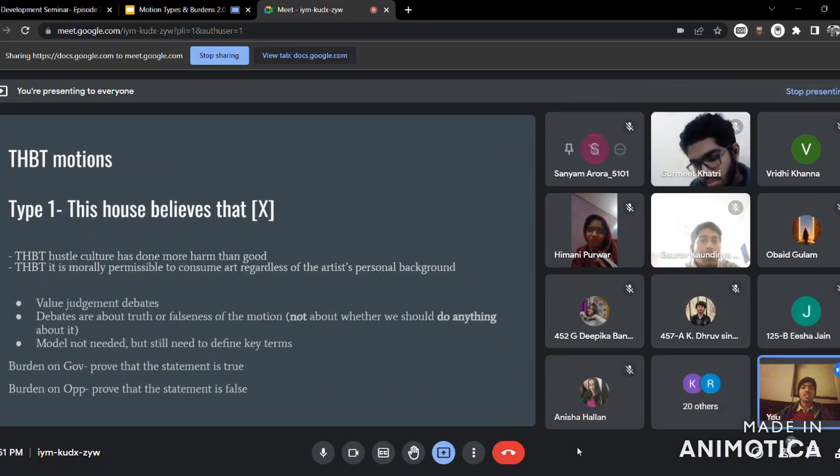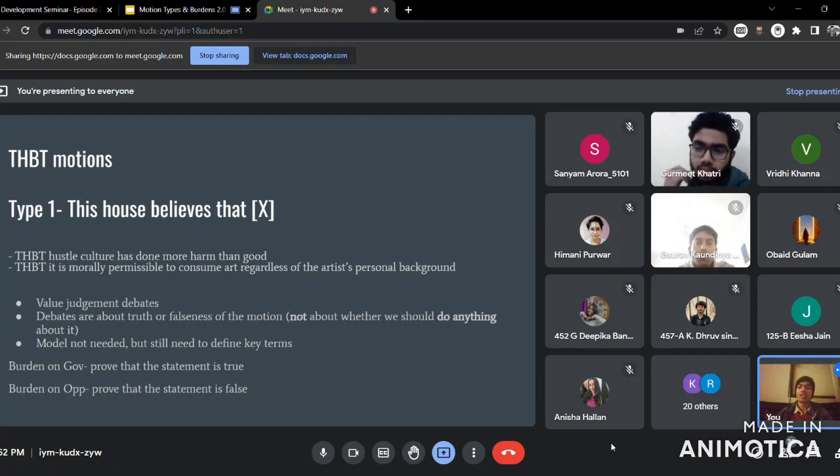So what you would notice in type 1 of this house believes that motions is that these are statements and the teams debate as to whether these statements are true or false, right? These are essentially value judgment debates. You make a value judgment about a particular statement and you judge whether that's true or not. So the debates are about truth or falseness of the motion. The debates are not about whether you should do anything about it, right? So you don't need a model because this is just you proving the truth or falseness of a statement. This is not you implementing a policy or things like that.